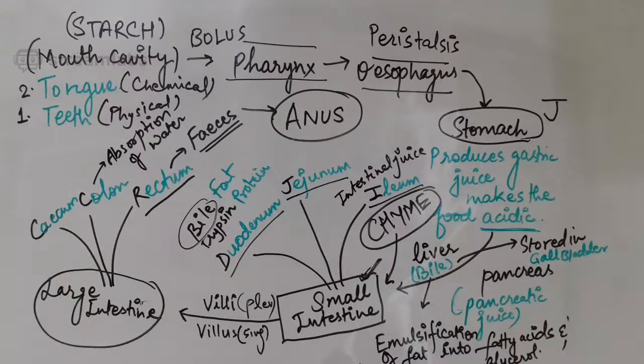And in the ileum, the intestinal juice that also contains certain enzymes helps in the absorption of food by the presence of finger-like projections called villi. The digested food passes through the thin walls of blood capillaries and enters the bloodstream, and this process which is occurring inside the small intestine is called absorption.